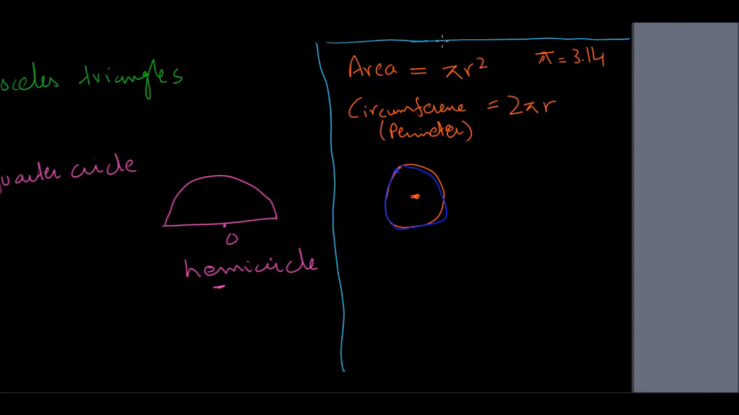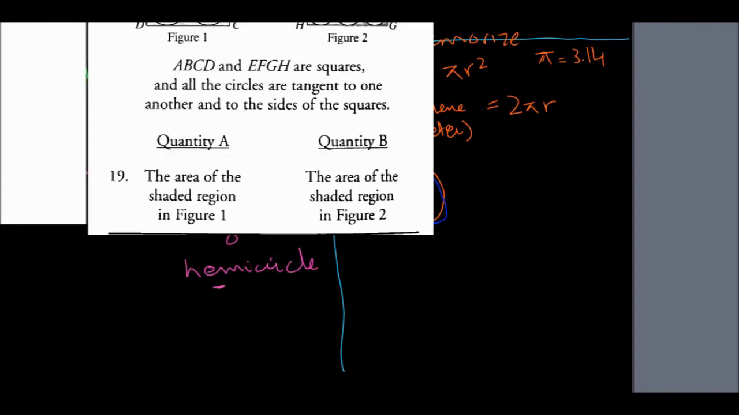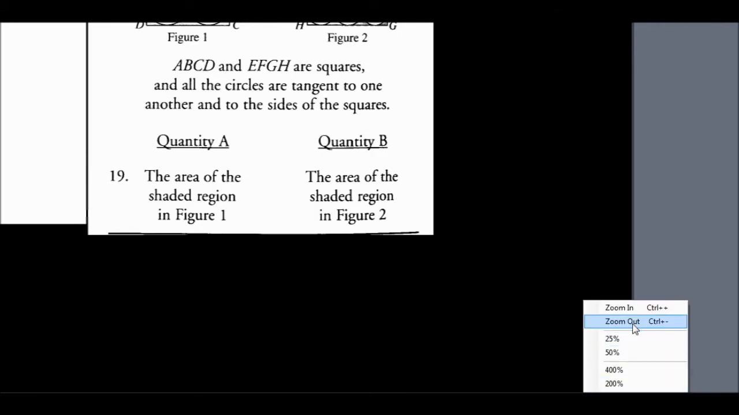Okay, so formulas that you need to memorize. Memorize these formulas. Area is pi r square, circumference is 2 pi r. Okay, let's do an example problem that uses these quantities so that you can get a better idea of what they represent.